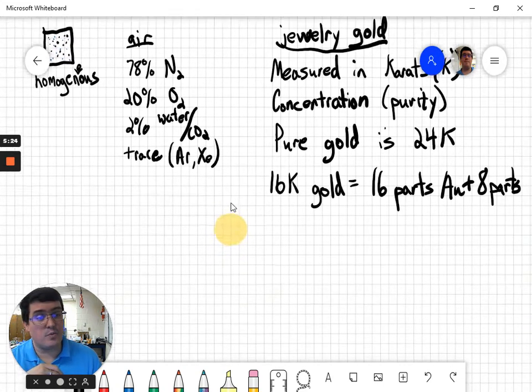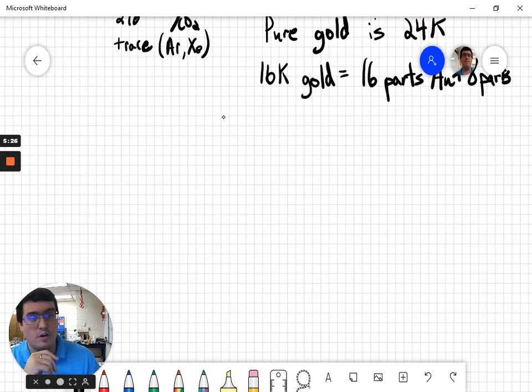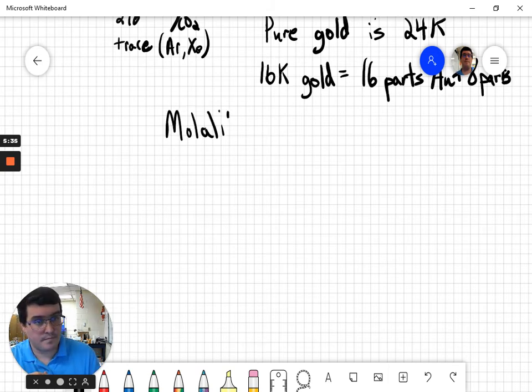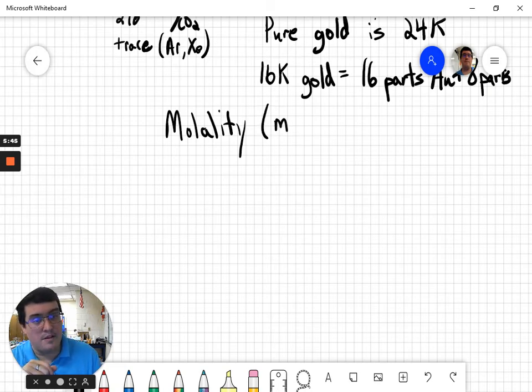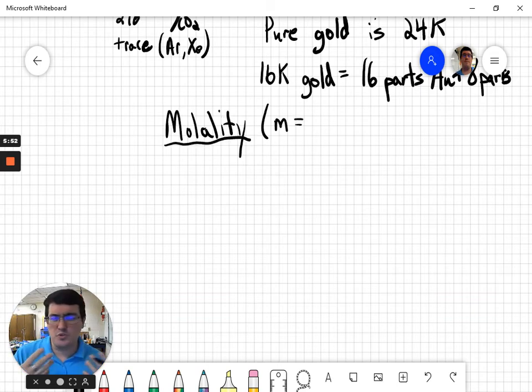What we're going to do is talk about, in chemistry, instead of talking about carats, we use a unit known as molality. I know it sounds a lot like molarity. What makes it even worse is molality is abbreviated with a little m. It's a lowercase m. Molality, lowercase m.